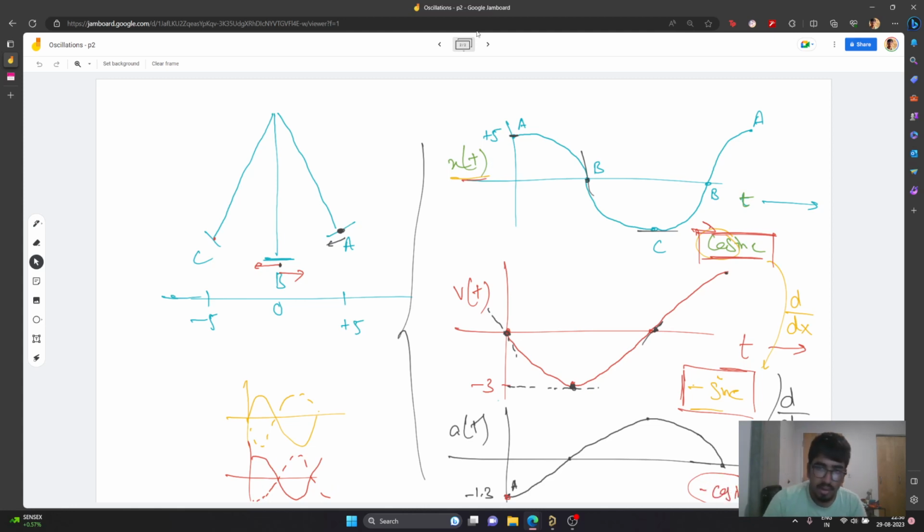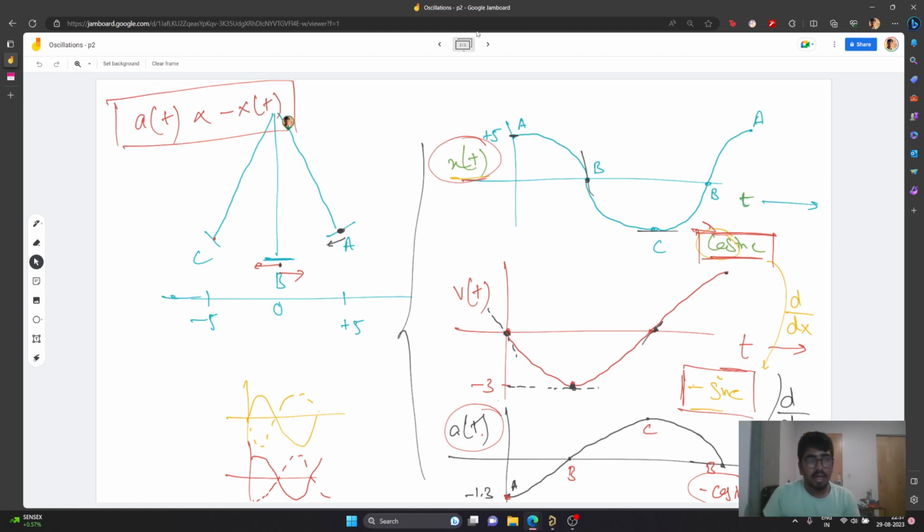And if you see these two graphs, so this is A, this is B, this is C, and this is B again. If you look at the x of t graph and the a of t graph, it looks like they're just flipped versions of each other. So that's one very important observation we note: a of t is proportional to minus the displacement graph. In fact, that is exactly one of the things that makes it a simple harmonic motion.